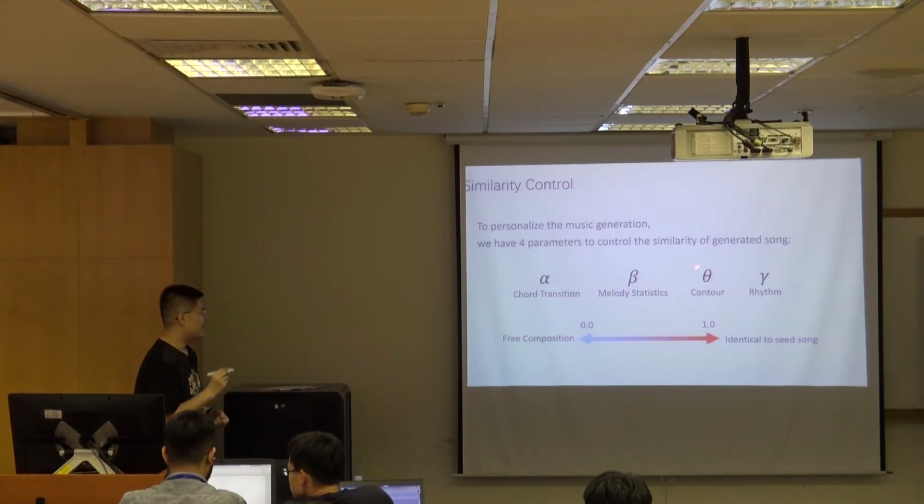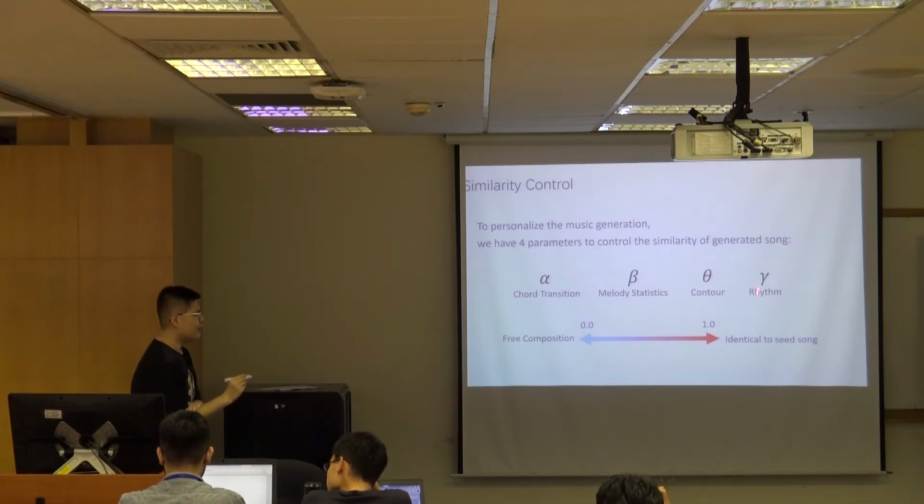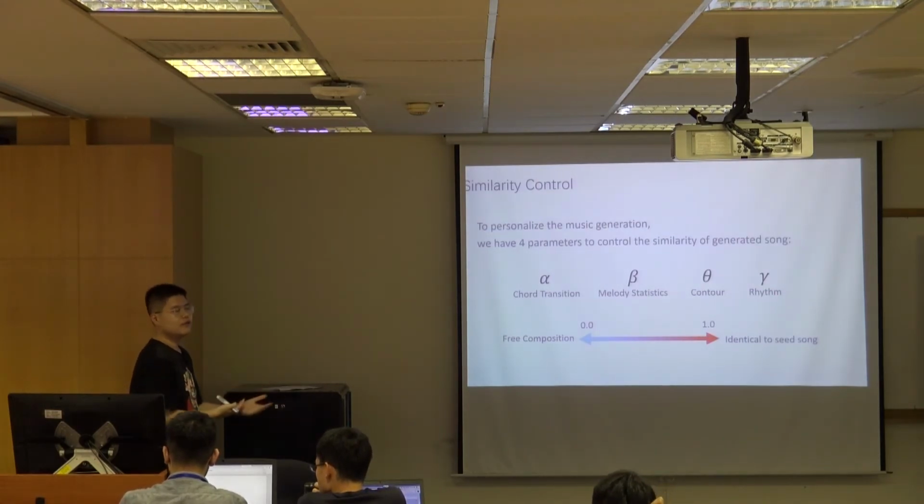And we have theta to control the contour similarities. It determines the importance of the contour similarities. And we have gamma to control the rhythmic similarity of the melodies. It means how many phrases are copied from the sixth song and how many are newly generated.